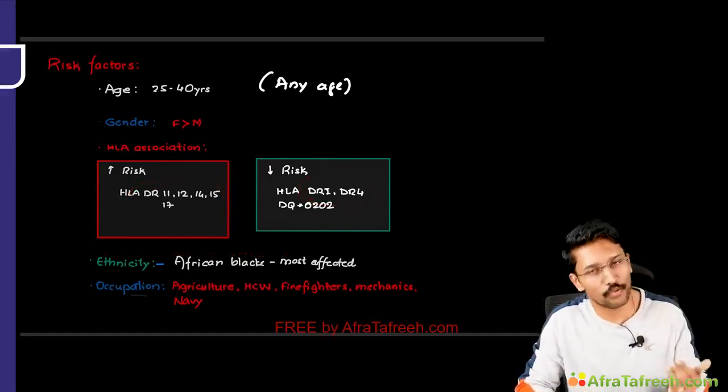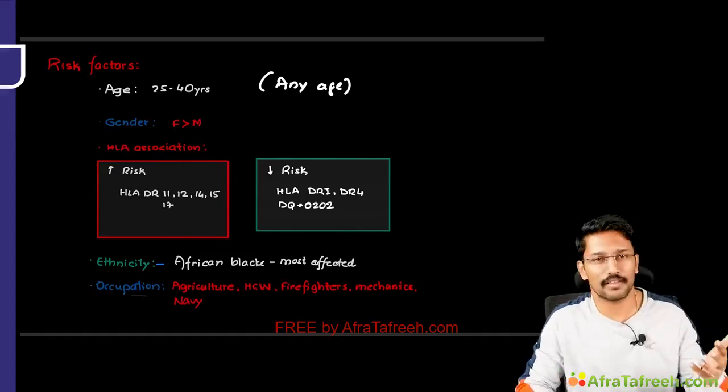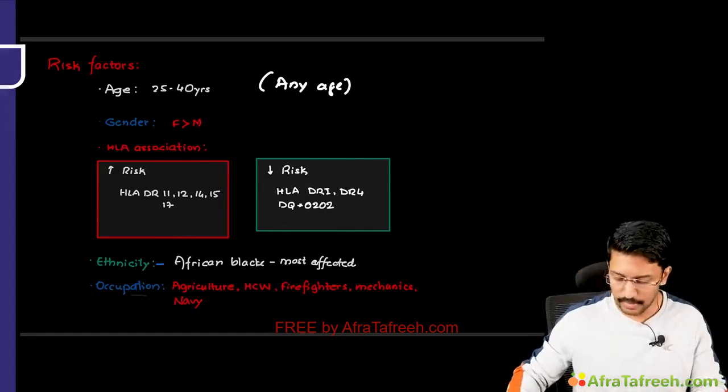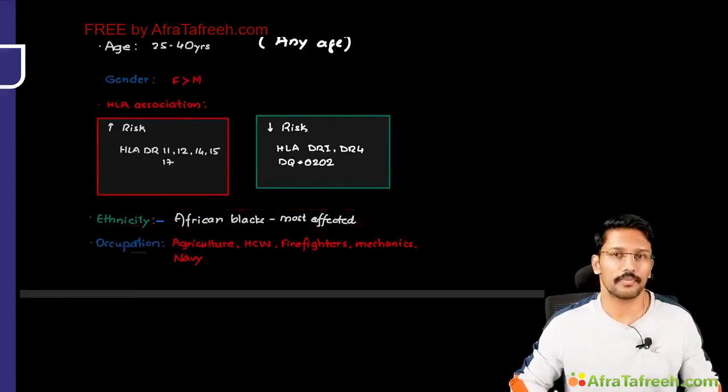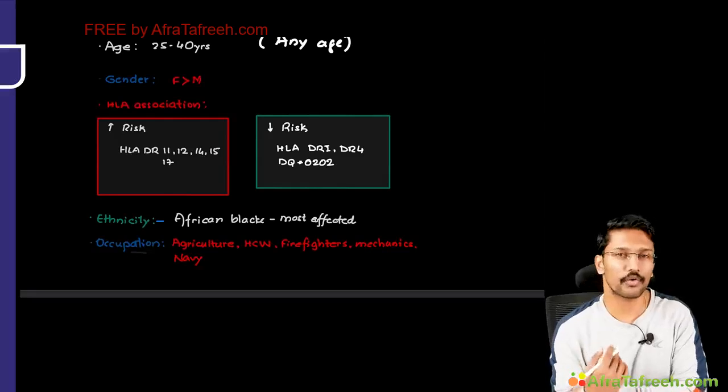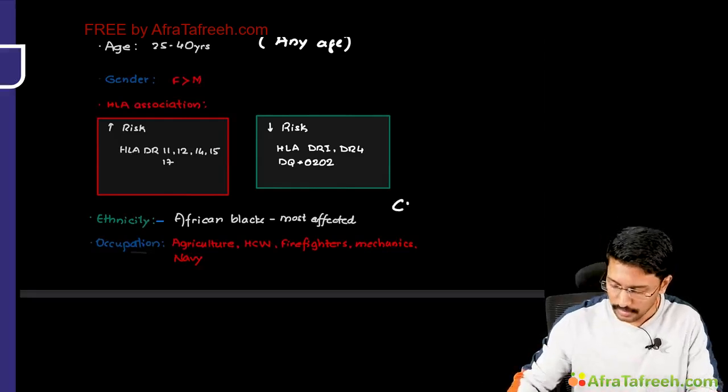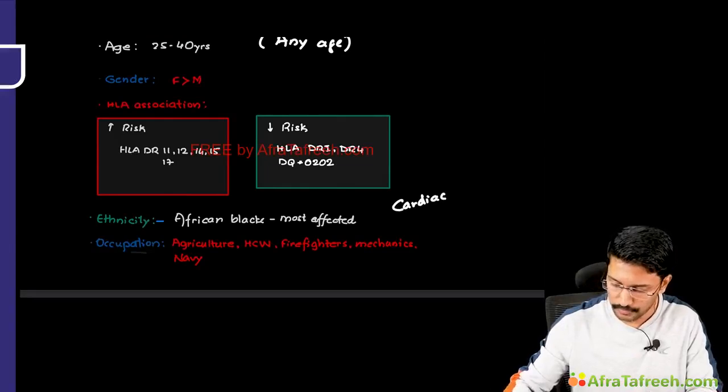Smaller the number, lower the risk. Bigger the number, higher the risk. That way you can remember it. Now, if you look at ethnicity, African blacks are the most affected. But for cardiac sarcoidosis, for some unknown reason, the Japanese are most vulnerable.